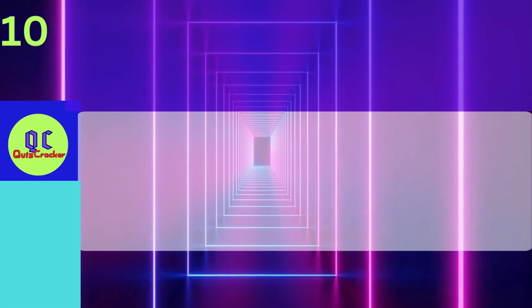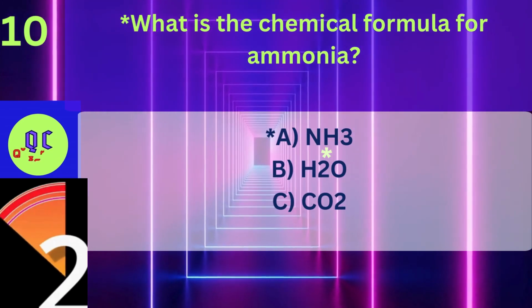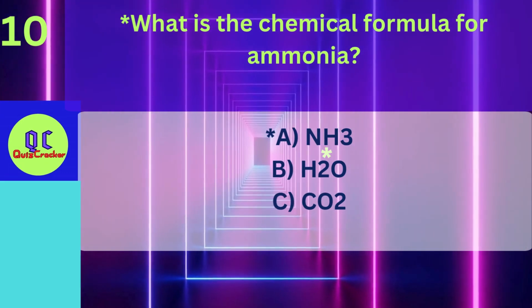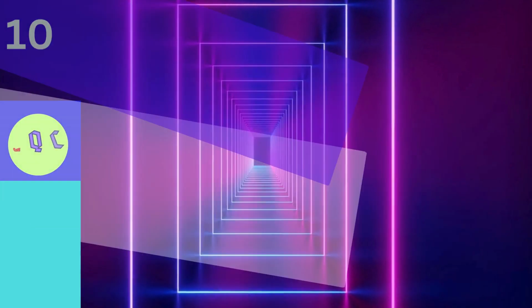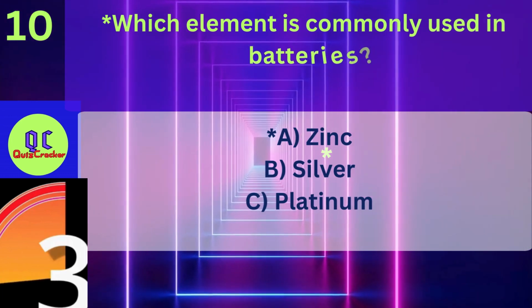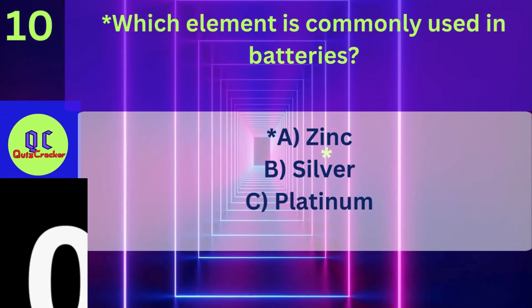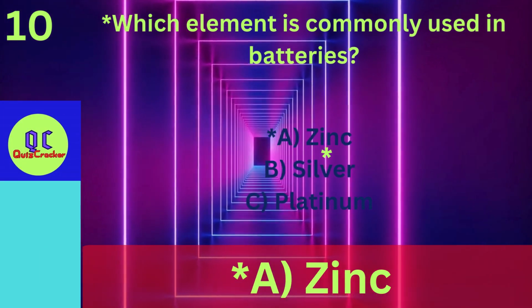What is the chemical formula for ammonia? A. NH3. B. H2O. C. CO2. Correct answer, A. NH3. Which element is commonly used in batteries? A. Zinc. B. Silver. C. Platinum. Correct answer, A. Zinc.